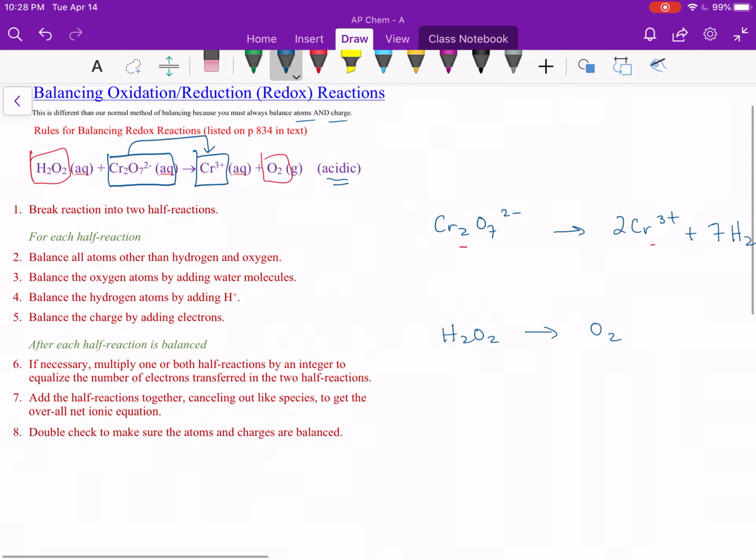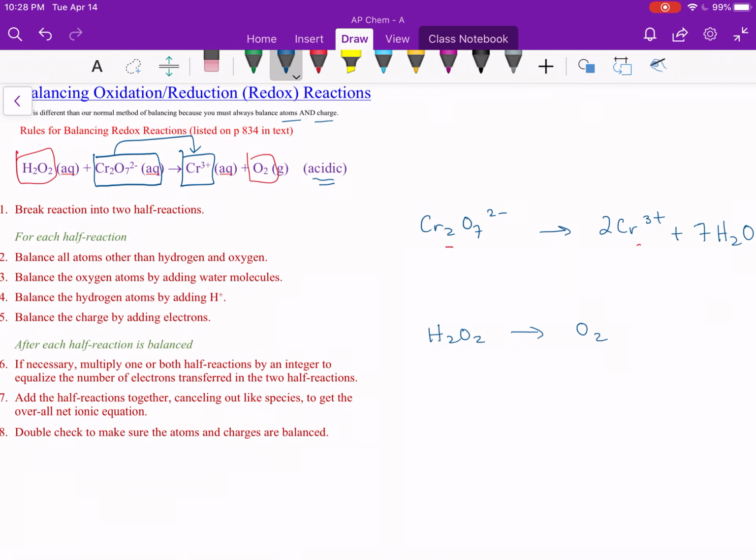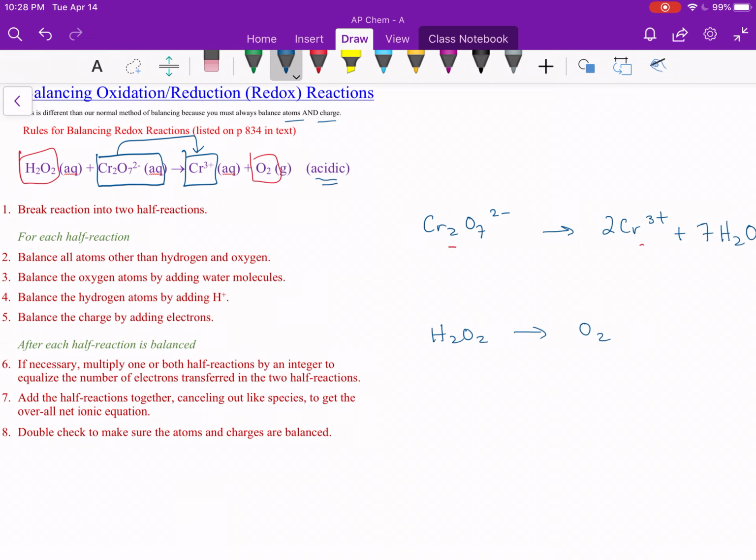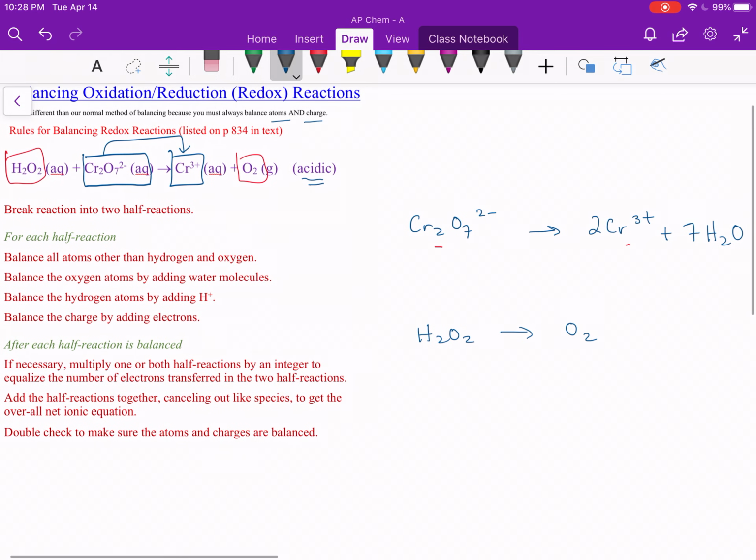Okay, then we come back and we see step number 4 is to balance the hydrogen atoms by adding H+. Again, remember, we said that this is going to be in an acidic environment, and what makes something acidic is H+. So now we can go back and add those H+. Here we see that because of the water, we have 14 H's on our right side. So here we would have to add 14 H+ over here. So there we have that.